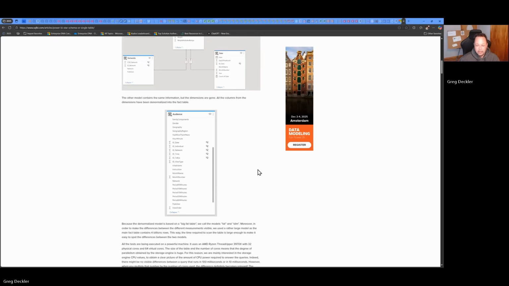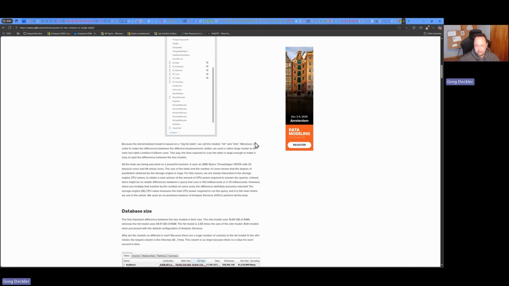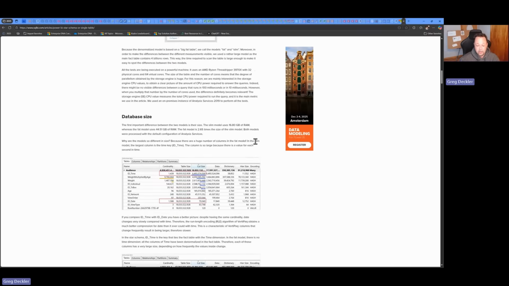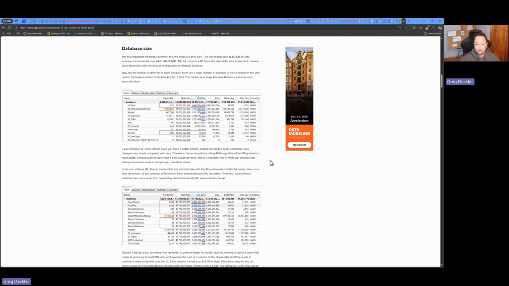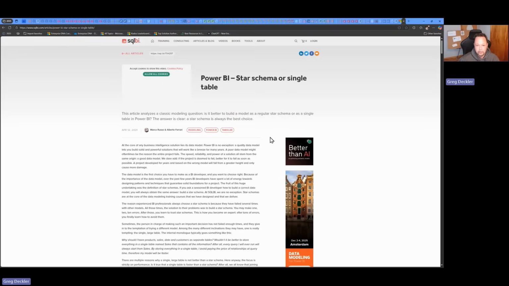In the conclusion he talks about the database size, yeah, that is obviously true. It gets out of control when it's a flat table, but again, whose problem is that except for Microsoft? So I don't care as an end user. I can tell you that how much memory it consumes on Microsoft servers, I'm paying for it, right?